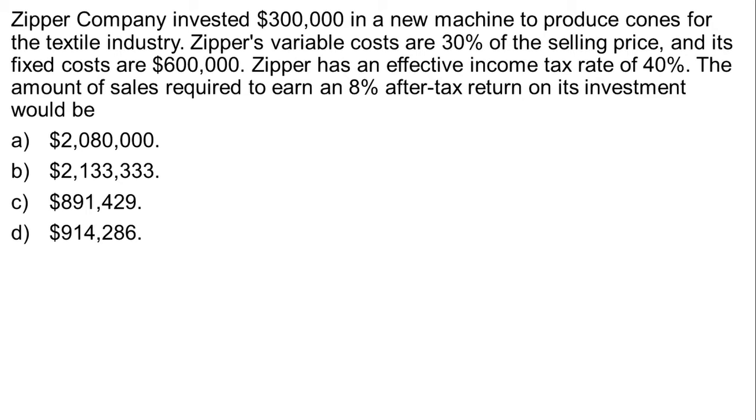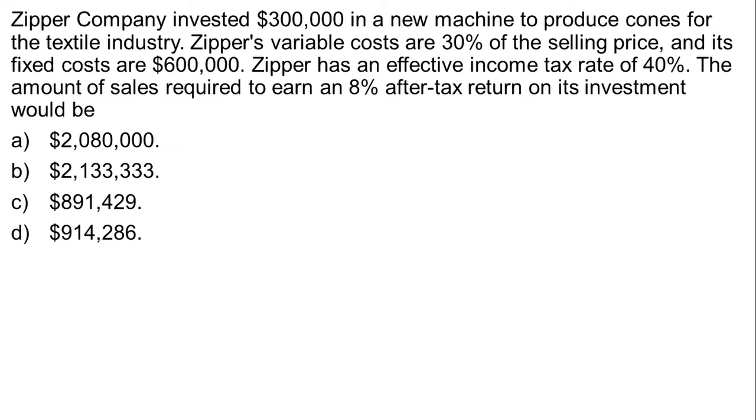Zipper Company invested $300,000 in a new machine to produce cones for the textile industry. Zipper's variable costs are 30% of the selling price, and its fixed costs are $600,000. Zipper has an effective income tax rate of 40%. The amount of sales required to earn an 8% after-tax return on its investment would be how much?